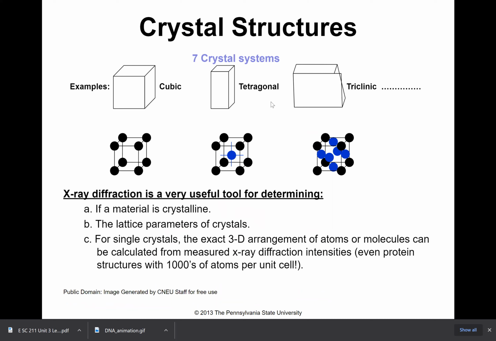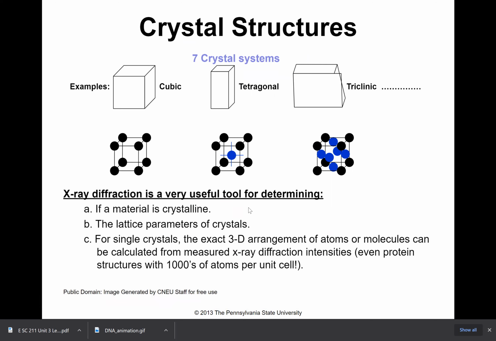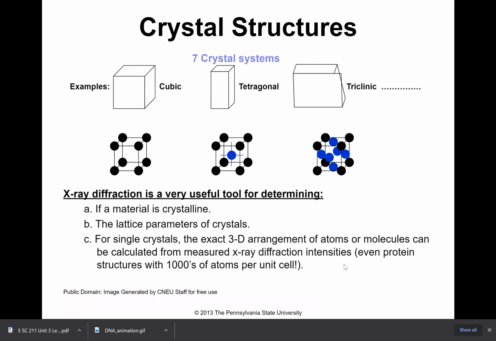There are different basic structures: cubic, tetragonal, triclinic, and you can see that they have different positions of where the atoms are. X-ray diffraction is a very useful tool for determining if a material is crystalline, because then you can see the actual structure, the lattice parameters of the crystal, and for single crystals, the exact 3D arrangement of atoms or molecules can be calculated from measured X-ray diffraction intensities. So it's a pretty interesting way to analyze crystal structures.